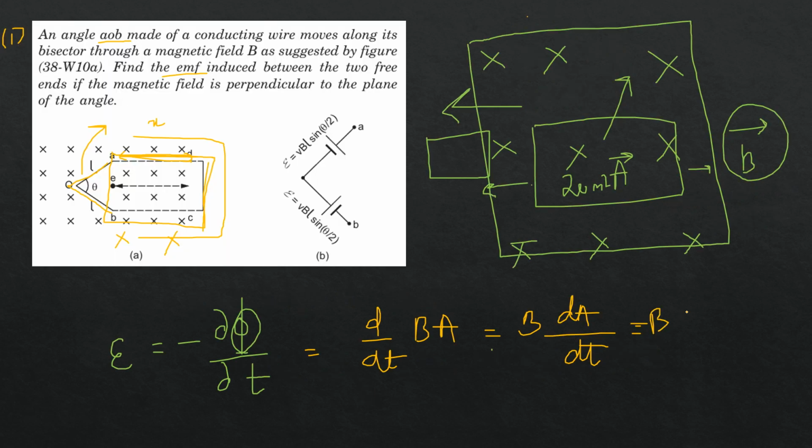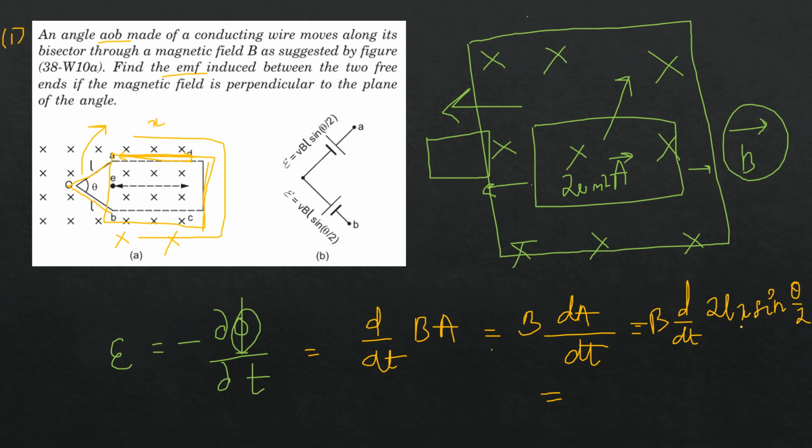So B into d by dt of 2lx sine theta by 2. I've done everything now. It's up to you. If you haven't done it on your own, up to this point I have done it. You can pause the video and do the derivative yourself. Okay, don't copy everything. So I will take this out.